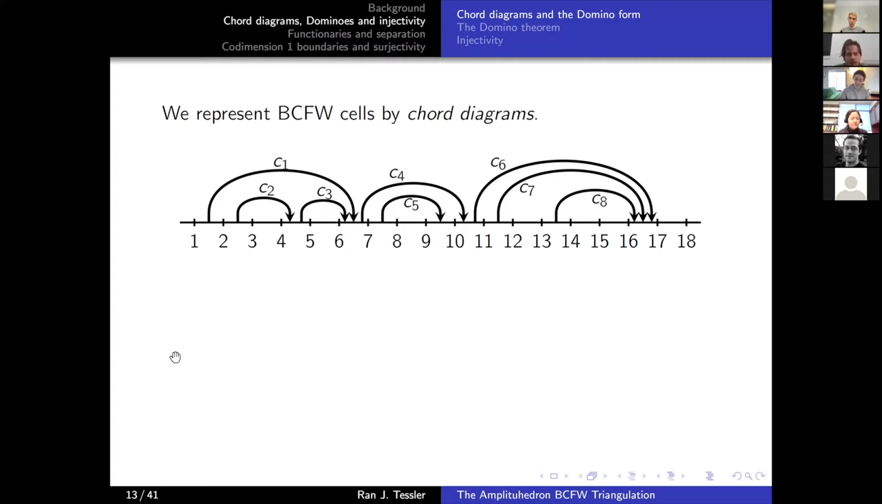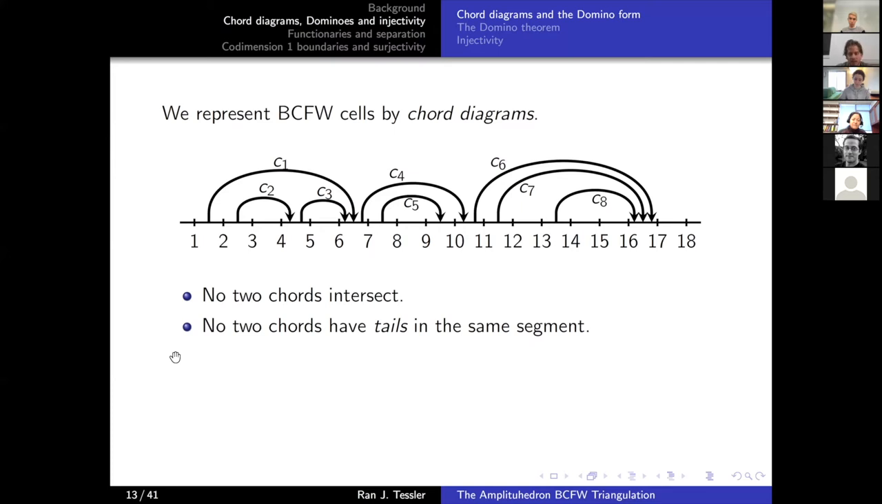Instead of giving the accurate definition and saying several times words like isotopy, a chord diagram is an object like in this picture. It's a collection of chords drawn to connect segments on a real numbered line, where we put some conditions on the chords. First of all, no two chords intersect, and no two chords have tails in the same segment. The tail of a chord is the leftmost segment which it touches. We allow two chords to have the same head. The head is the rightmost segment, but we don't allow them to start at the same position. The tail and the head of a chord do not overlap.